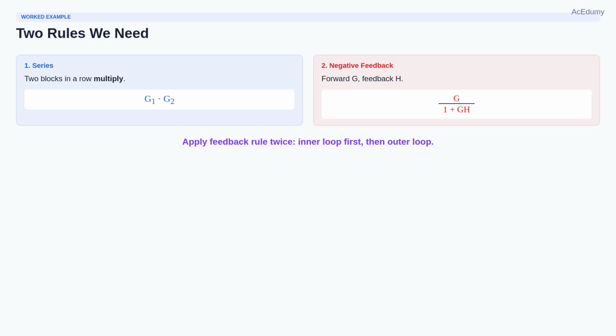Before we start, let us recall two block diagram rules. Rule 1. Series connection. Two blocks in a row multiply. g1 followed by g2 gives g1 times g2. Rule 2. Negative feedback. A forward path g with feedback h gives g over 1 plus g times h. For unity feedback, h equals 1, so it becomes g over 1 plus g. We will apply the feedback rule twice, once for the inner loop and once for the outer loop. That is all we need.